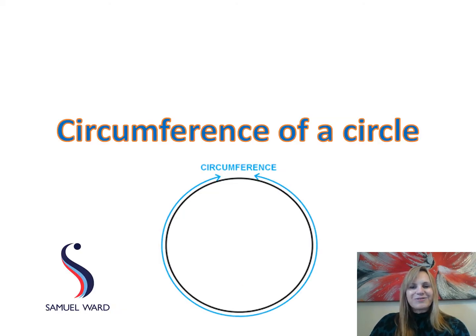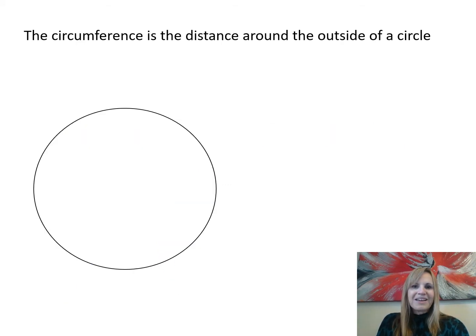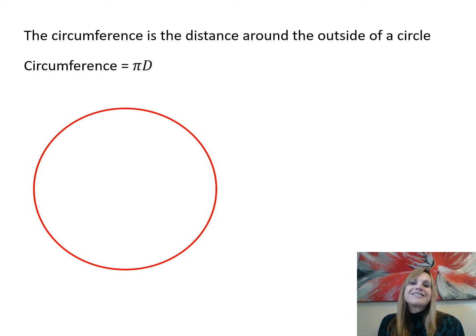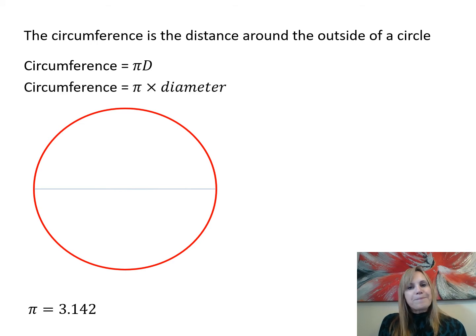Now let's look at how to find the circumference of a circle. So the circumference is the distance around the outside of a circle. And the formula we use for that is circumference is equal to pi d. Now pi is just a number, it's roughly 3.142, and so what this means is the circumference is equal to pi multiplied by the diameter.